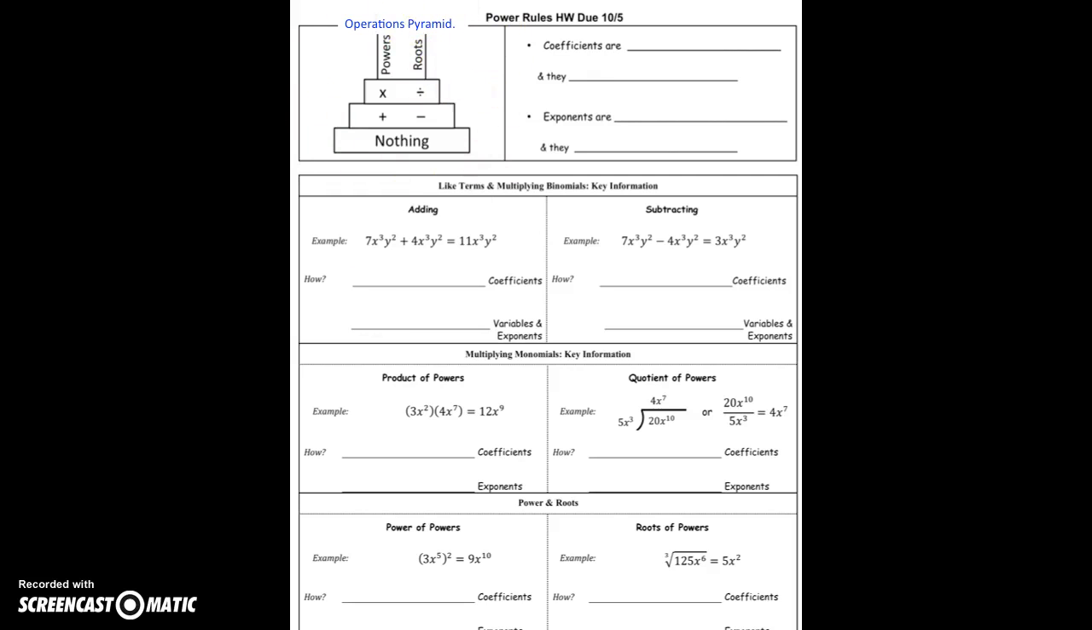So this is where you're going to begin taking the notes, and you're just going to label that operations pyramid. The way that this pyramid works is that I divided the operations into a pyramid where at the base there were no operations, so it's the most basic, like nothing is happening. And then the operations, addition and subtraction, those are the easiest operations that I know.